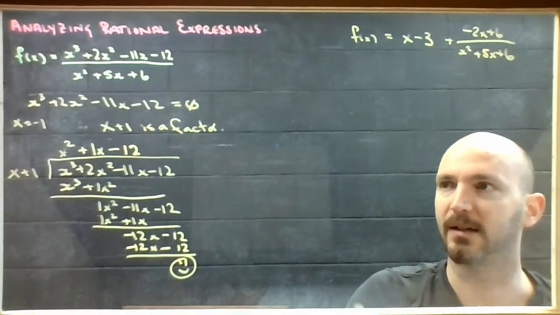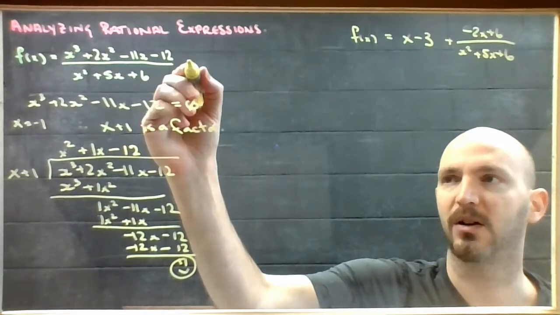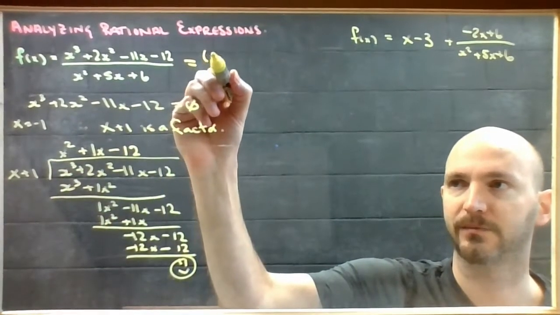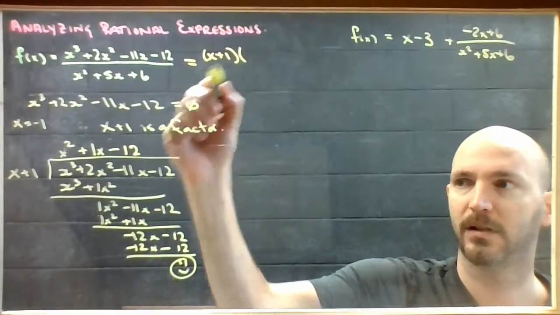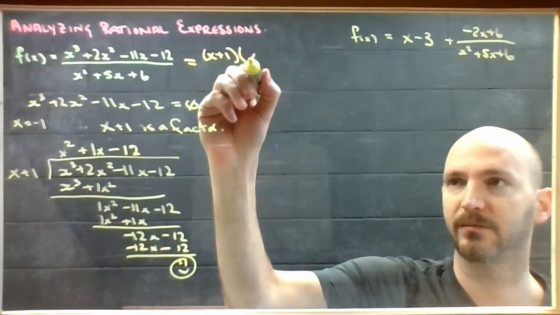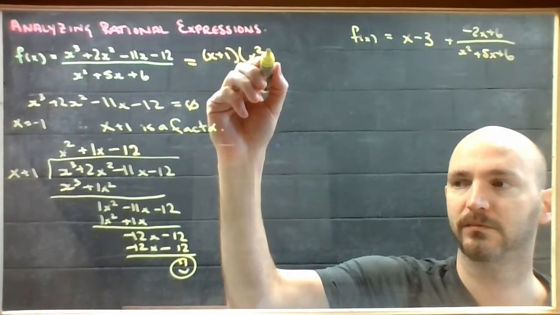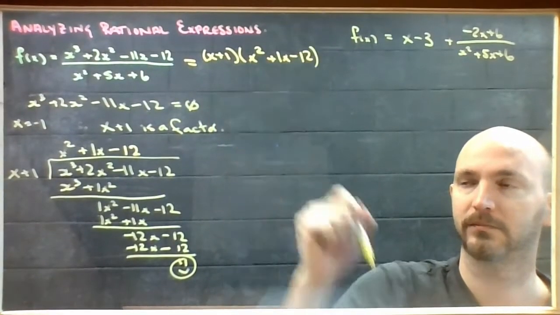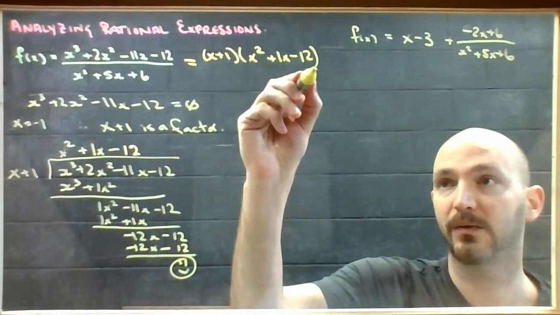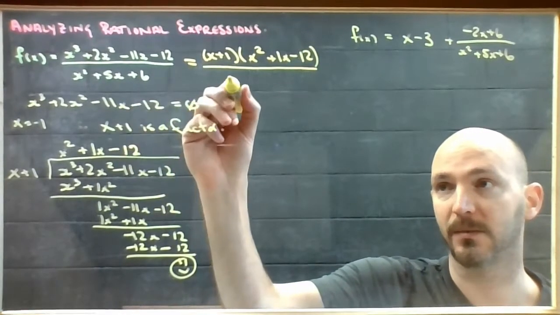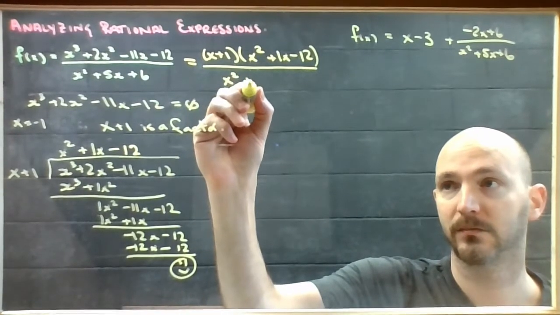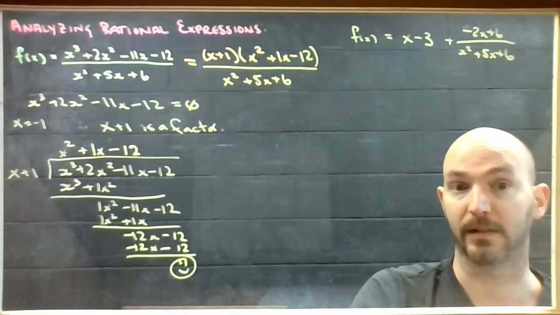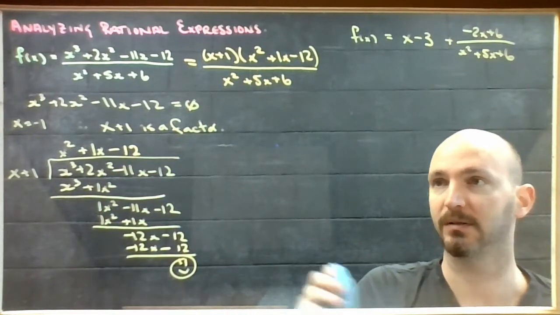So what I've got there then is that this cubic on top can be written as this factor times this piece that's left. And of course, there is still something in the denominator here. Alright, now I'm going to get rid of this because we don't need it anymore.